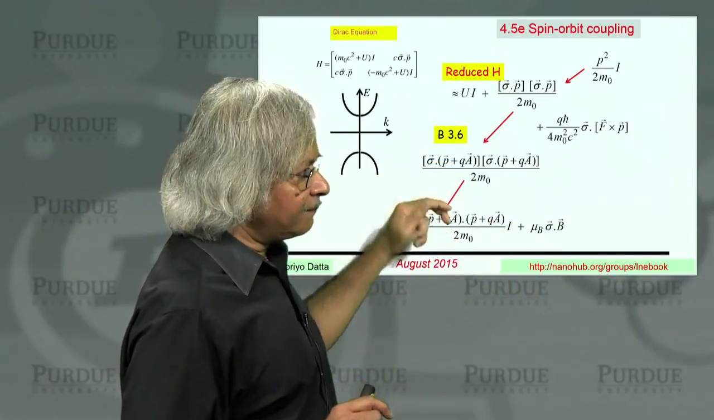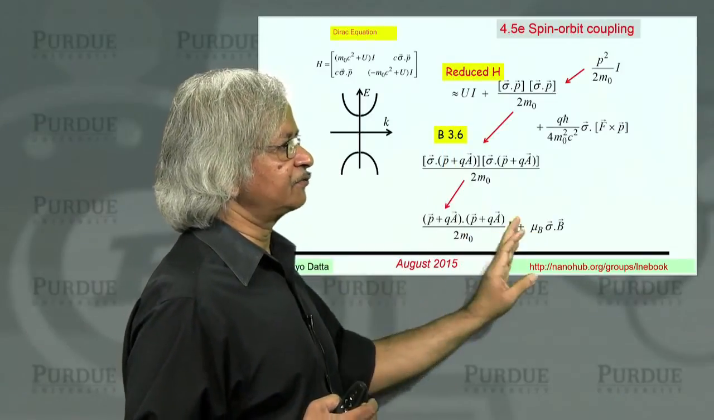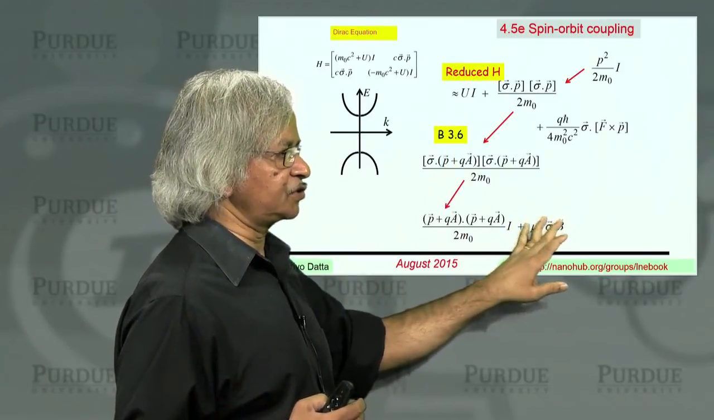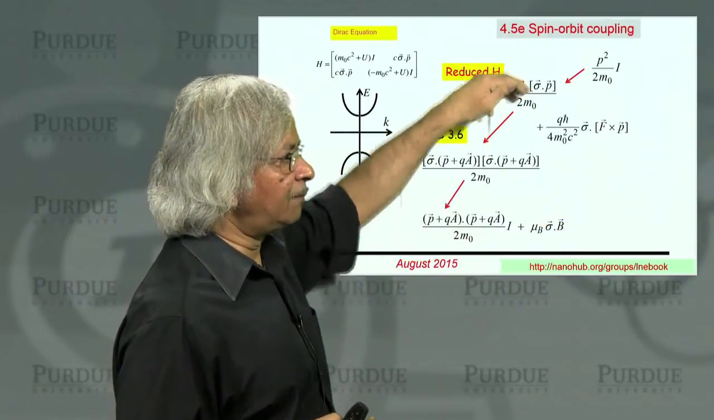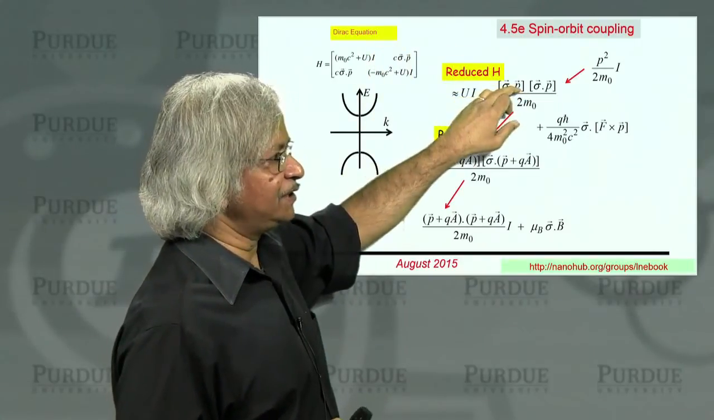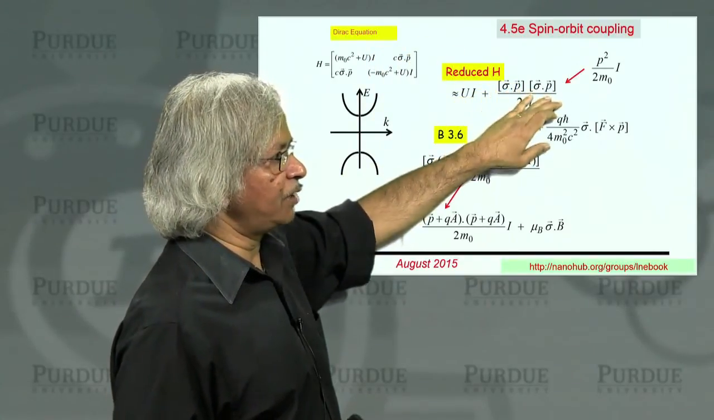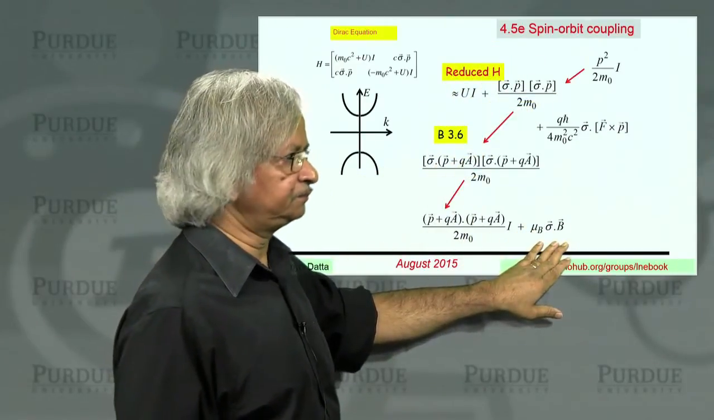But this then becomes this result. What we had done in B 3.6, of course, we didn't have the spin part of the story at all. What we had was just this. But that would come out of this Dirac equation if you put p plus qA instead of p, and then do the reduction. Then you'd get this additional term.